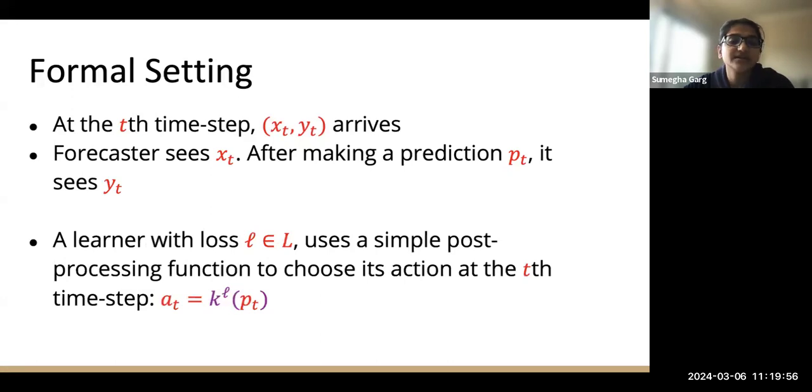Now the learner doesn't really care about xt or even yt at this point. It cares in terms of its loss minimization, but for its actions, it's just looking at these predictions and taking actions. So, a learner with loss L, I will define this class capital L later. Let's just discuss one particular learner whose loss function is defined by L. It uses a simple post-processing function to choose its action at the t-th time step. That is, looking at the prediction, it will apply some small post-processing and take the action that day. So it's not running its own online learning algorithm.